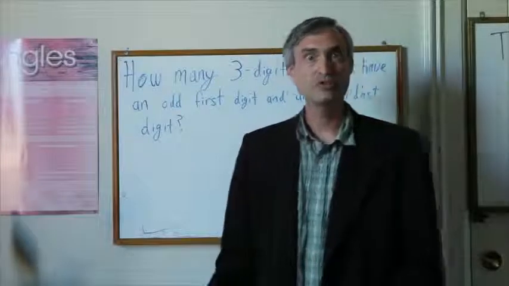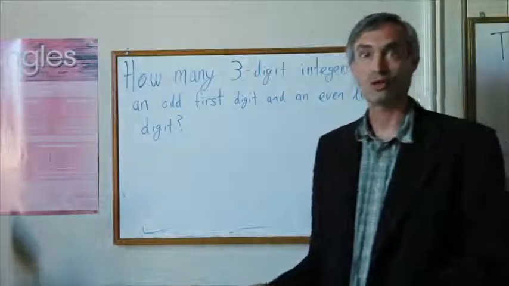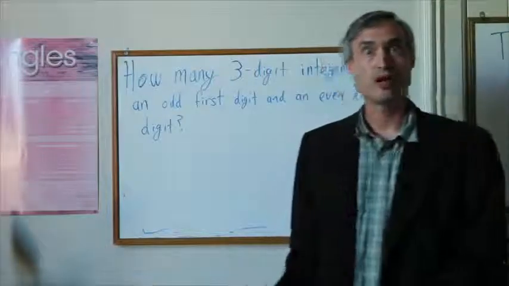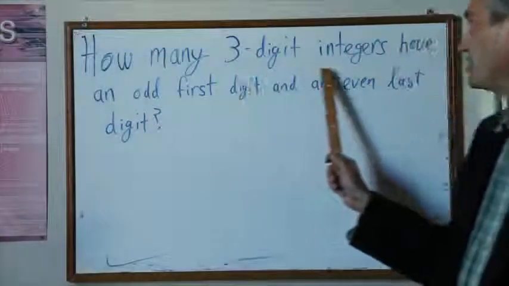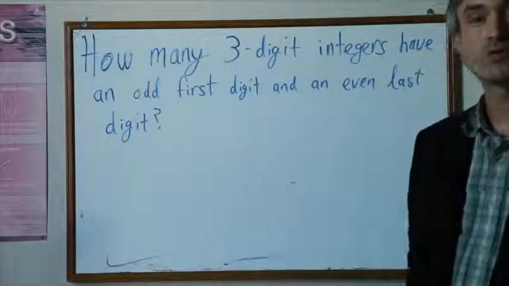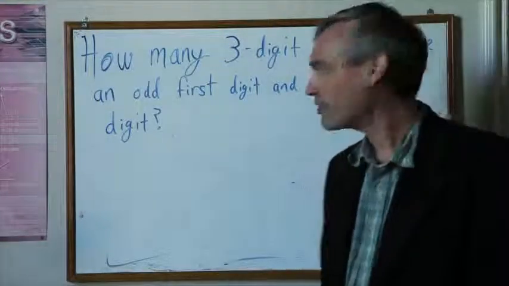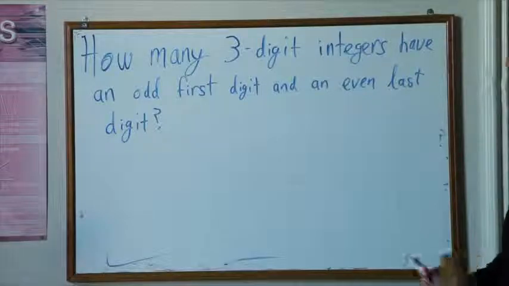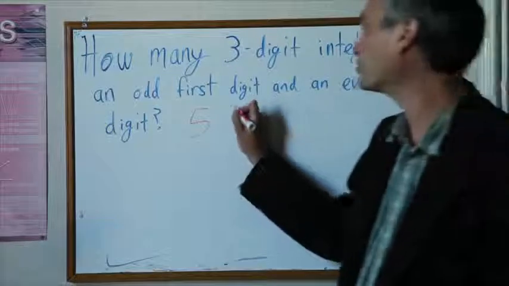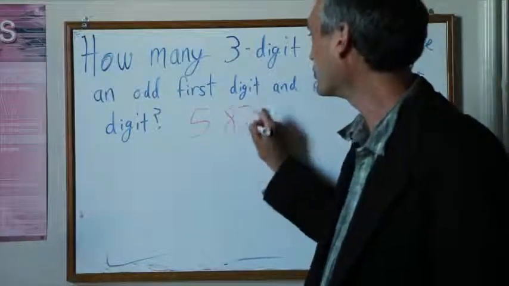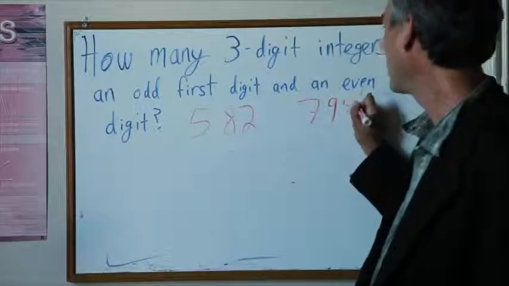Here's another tough GRE, SAT, ACT, or GMAT probability question that could be solved by taking a fill-in-the-blank approach. Let's take a look. How many 3-digit integers have an odd first digit and an even last digit? So your first step is to kind of think about what the question even meant, and can we think of any numbers that would fit that description, such as 582 or 794.